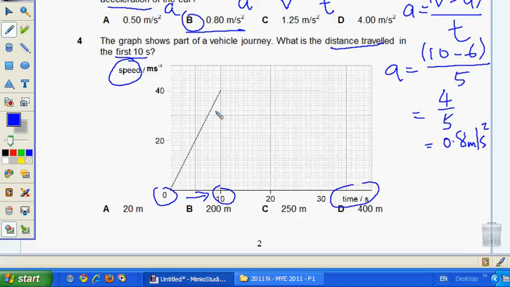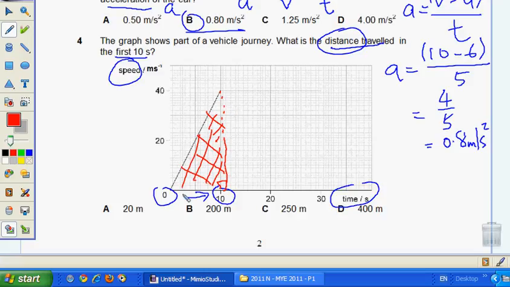So in the speed time graph, to find distance traveled, the method is actually to find the area under the speed time graph. So the area under the speed time graph in this case is actually this area. So what is this area? This is actually a right angle triangle. So to find distance traveled, I need to find the area under this right angle triangle.